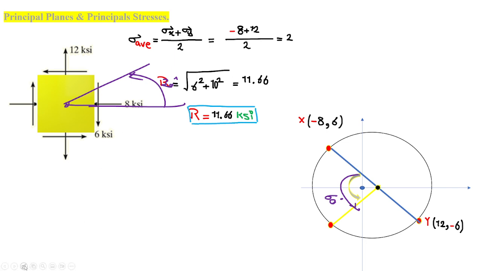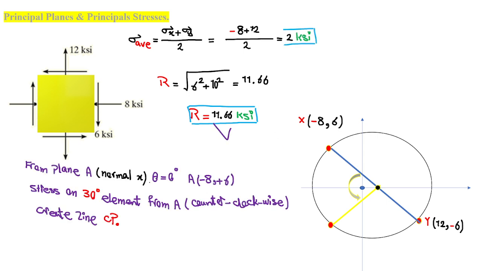So, and if you just calculate the R, it just gives you the square root of 6 squared plus 10 squared. It just gives you 11.66 ksi. And from plane A, a normal x, which is theta is equal to 0. This is our theta equal to 0.